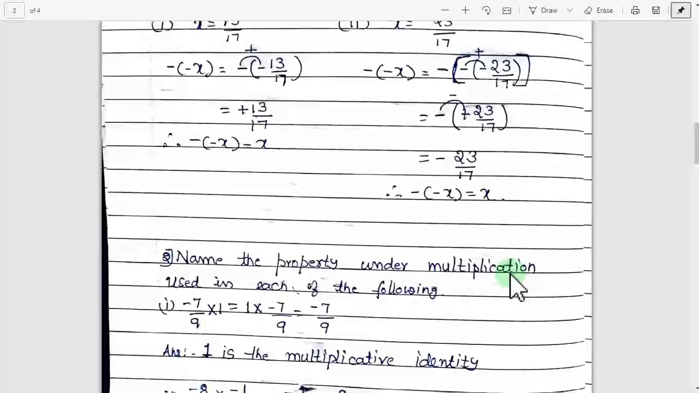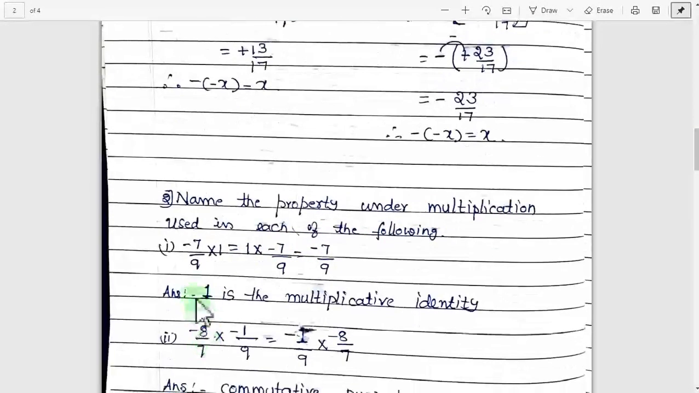Name the property under multiplication used in each of the following. Minus 7 by 9 into 1 is equal to 1 into minus 7 by 9 is equal to minus 7 by 9. This you have learnt in your last class. Multiplicative identity. 1 is the multiplicative identity for rational numbers. If you multiply 1 into any rational number, it will give you the same rational number, the value will not change, minus 7 by 9. So here this is the question given. Which property is used here? 1 is the multiplicative identity.